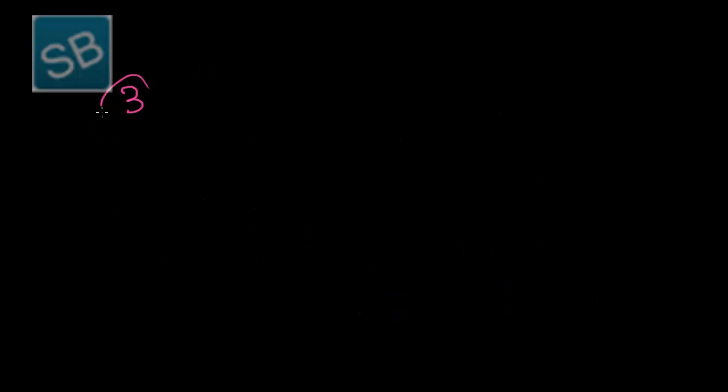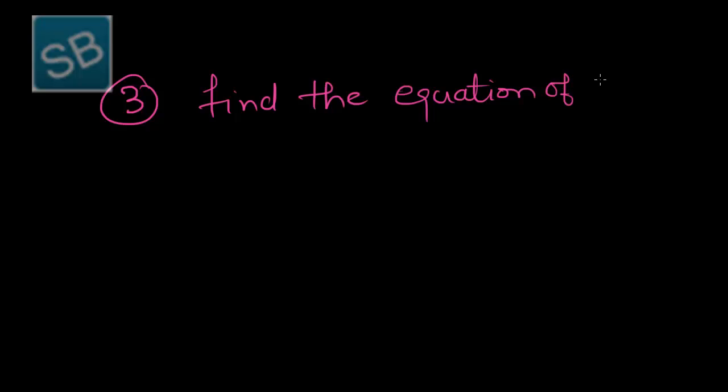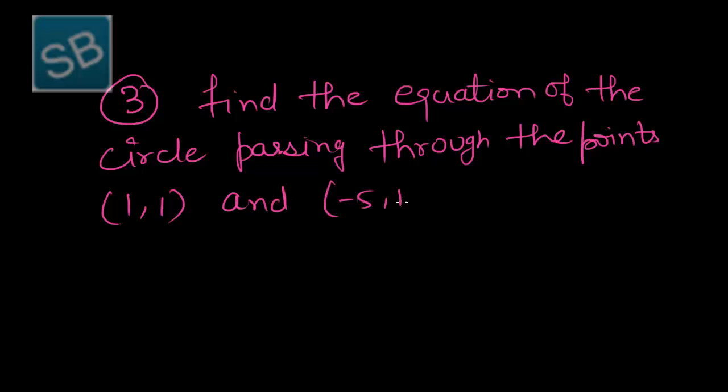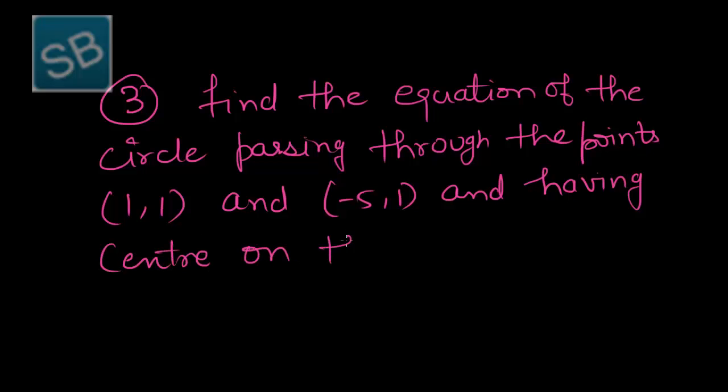Now the next problem is: find the equation of the circle passing through the points (1, 1) and (-5, 1) and having center on the line x plus 3y minus 1 is equal to 0.